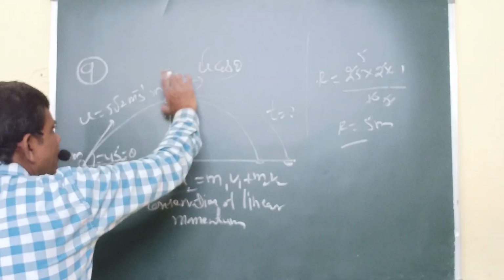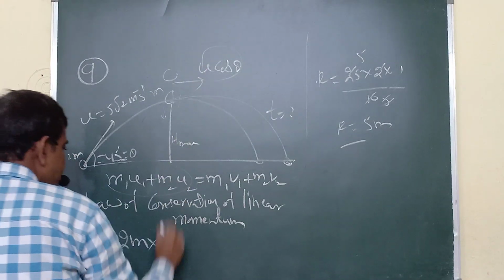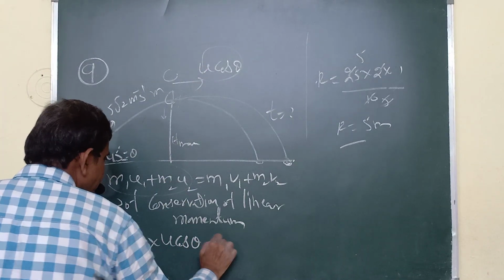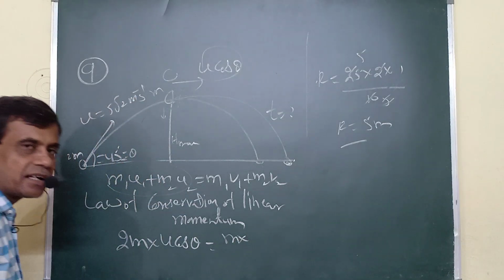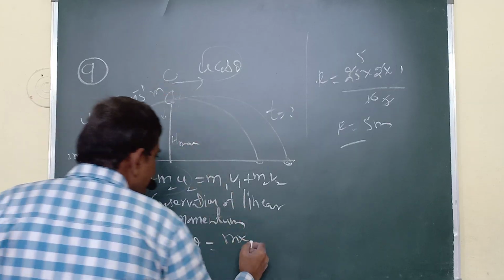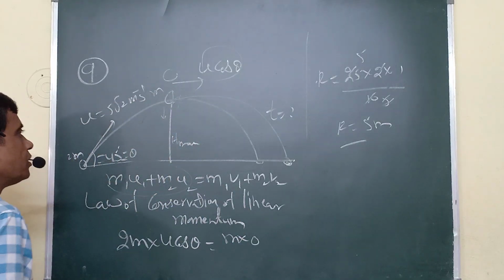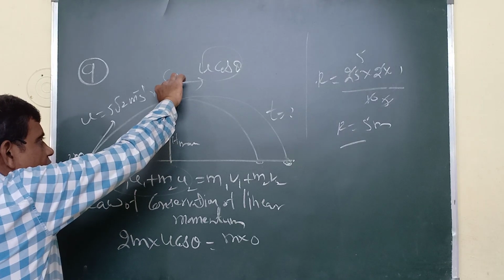So before the explosion, what is the total mass? I am taking 2m. What is the velocity? u cos theta. After the explosion, what happens? One part is m, and another part is also m. One is freely falling, so the vertical velocity is 0. It is falling vertically, freely falling, so at a particular position it rests only after exploding.